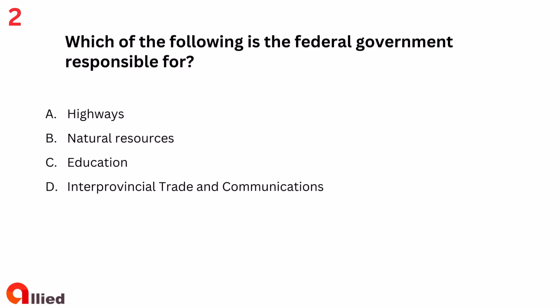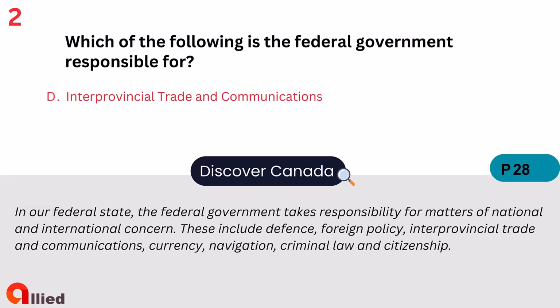Question 2. Which of the following is the federal government responsible for? A. Highways. B. Natural resources. C. Education. D. Interprovincial trade and communications. The answer is D. Interprovincial trade and communications.